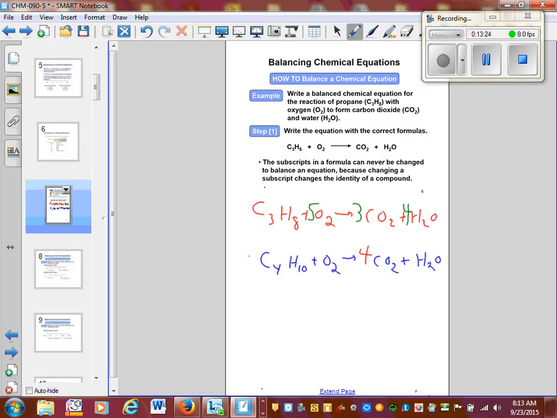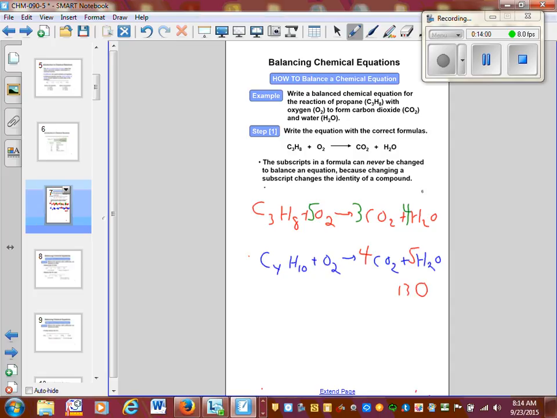Okay. We've got 2 oxygens on the left. How many do we have on the right? We have 5, plus 2 more, plus 7. 13. 4 times 2 is 8. 5 times 1 is 5. 8 and 5 is 13. Those subscripts really get me. So we have 13 oxygen on this side. We've got 2 on this side.